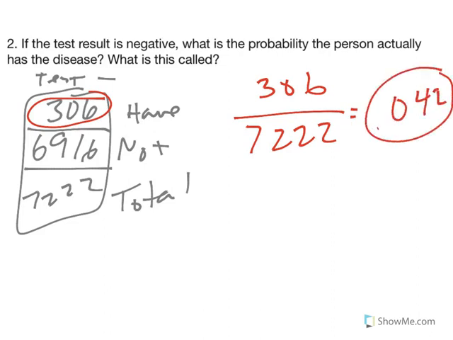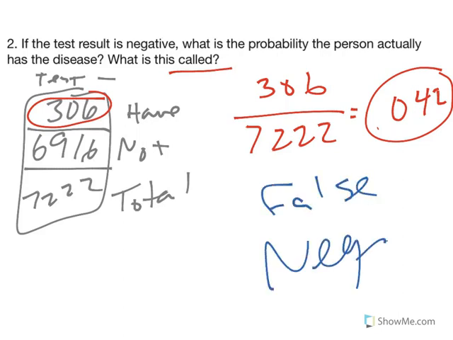So if you are told that you do not have it, you tested negative, you still have a 4% chance of actually having brain fartism. And what is this called? This is called a false negative because the test result was negative, but it's wrong. So there is your false negative.